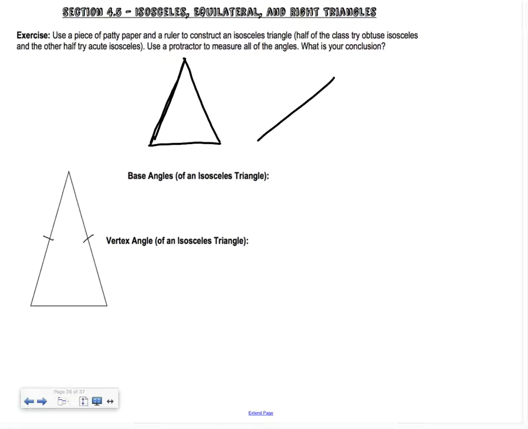Let me draw examples of both. I'm trying to draw it nicely because I don't have my patty paper. Oops, let me make it a little bit smaller. Okay, so my goal here was to make it so that this side was the same as that, and this side was the same as that.